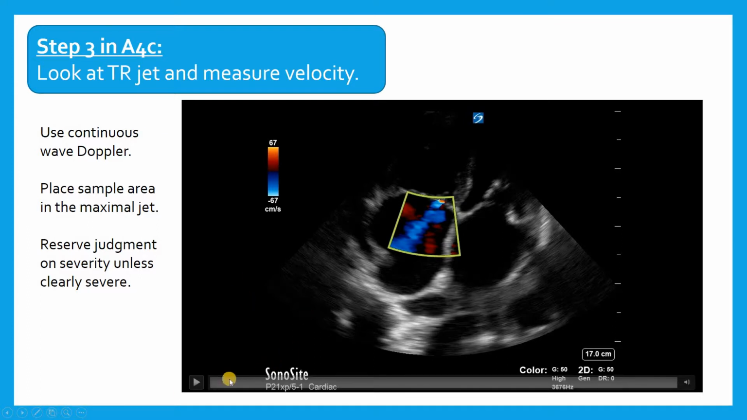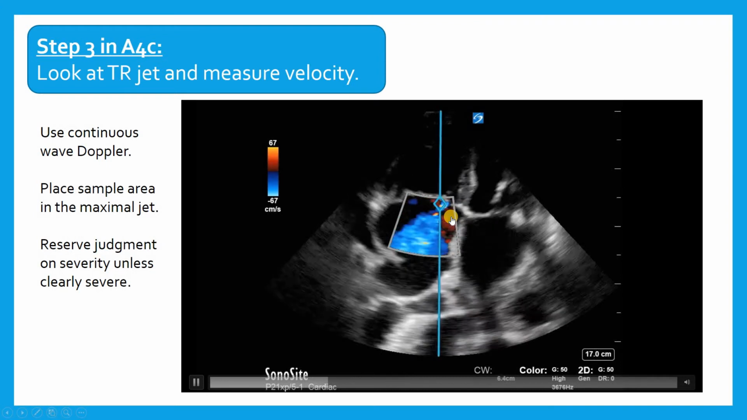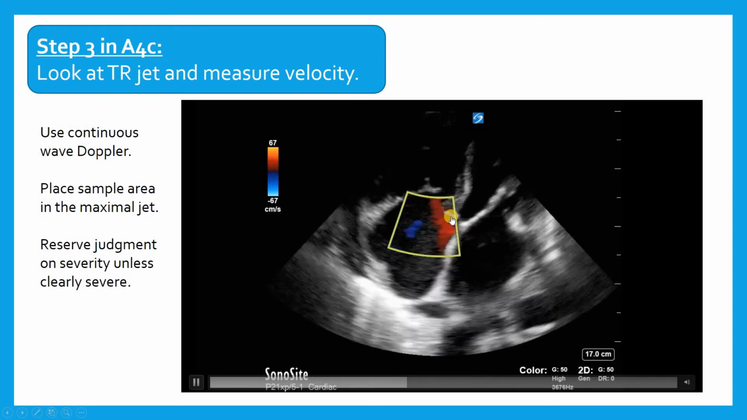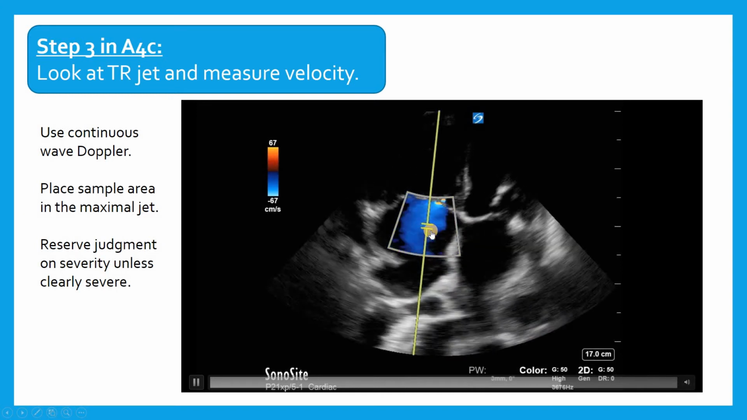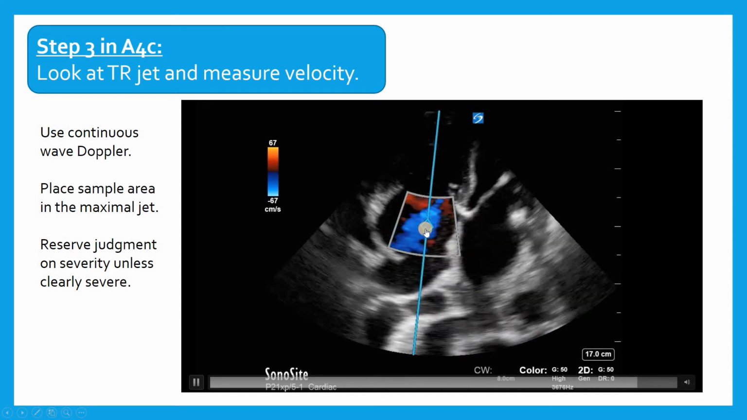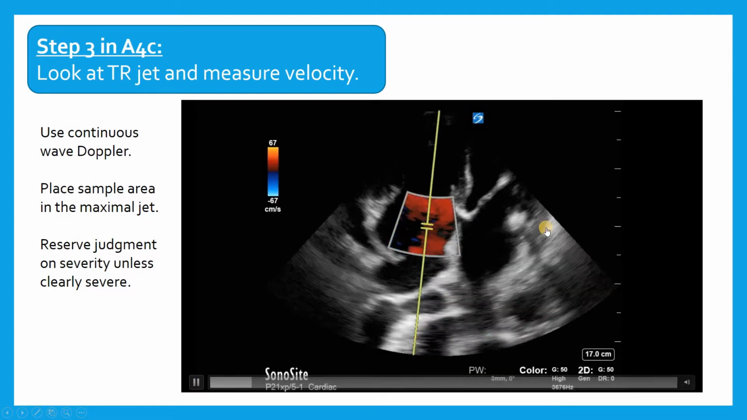So here I'm in an apical four-chamber view again. This is again more of a modified RV focused apical four-chamber view because I really want to get my jet to come out. I've got my color box here already, so I'm watching the jet. I started with a pulse wave, I switched to continuous wave, and I'm going to place it right where that jet is maximal. So let's watch that again.